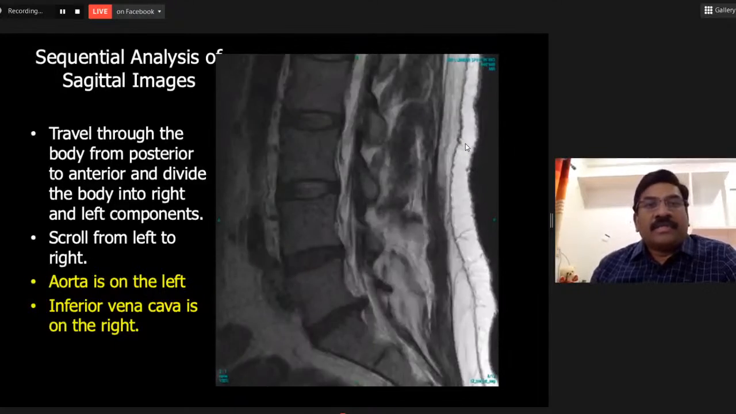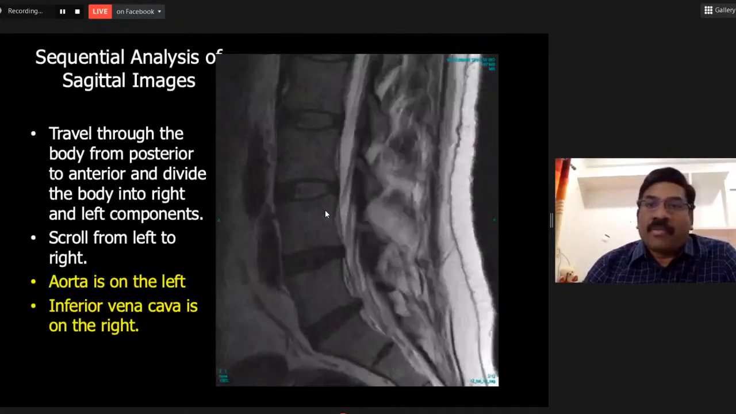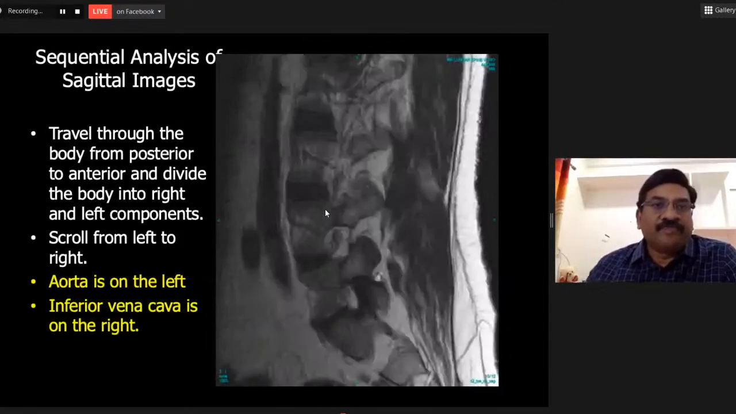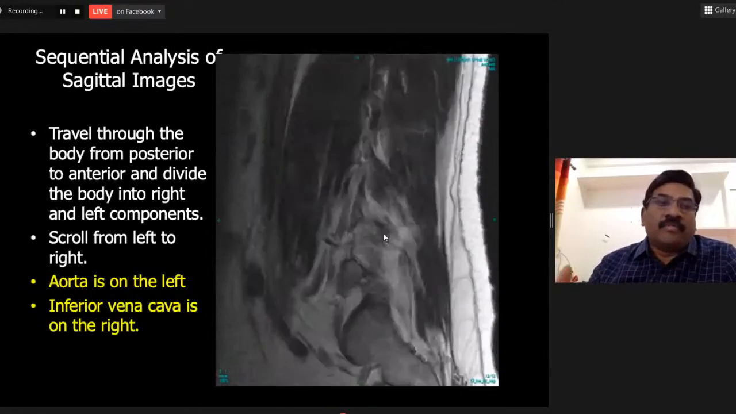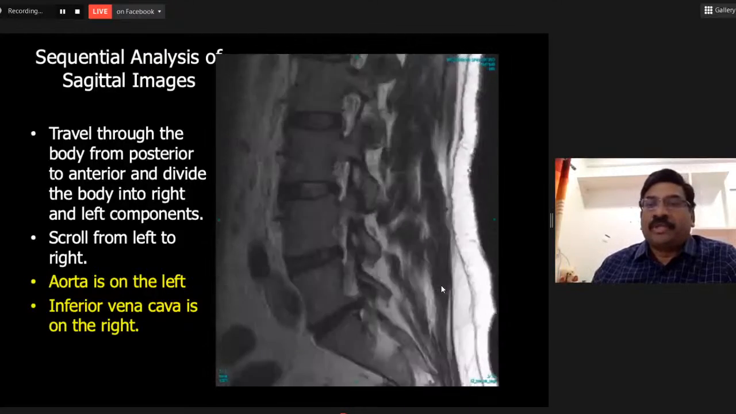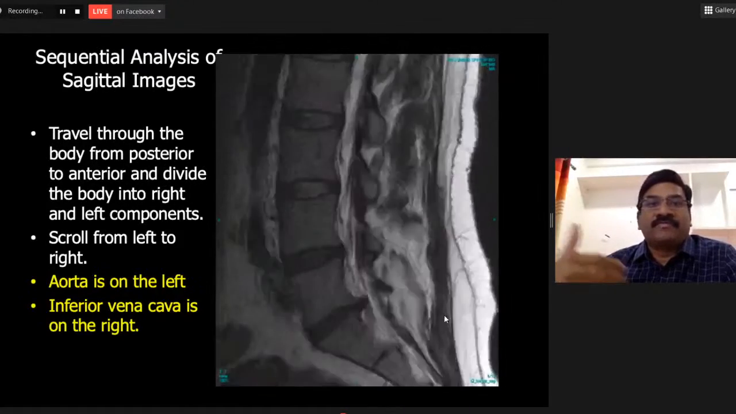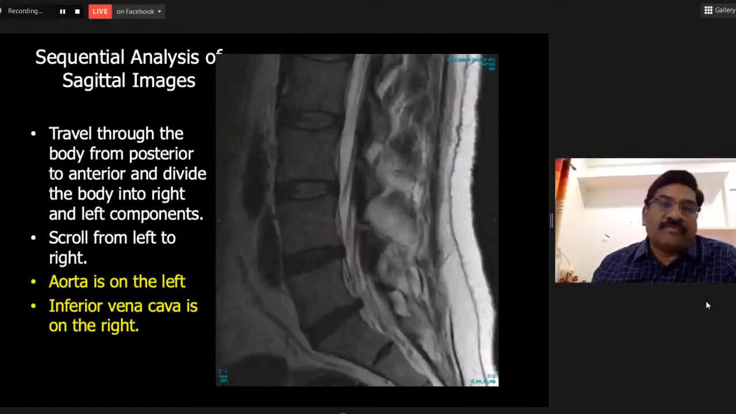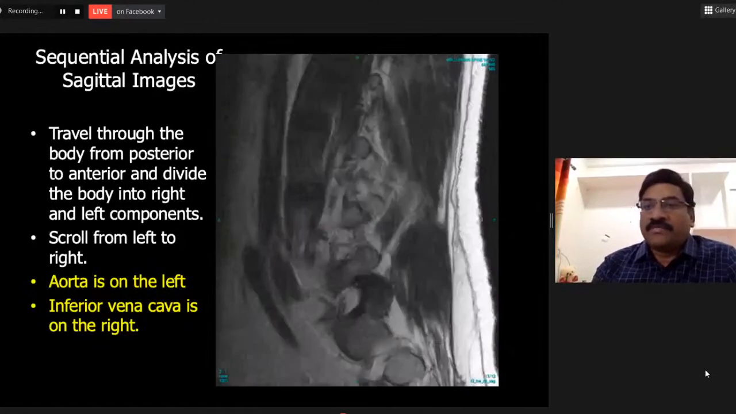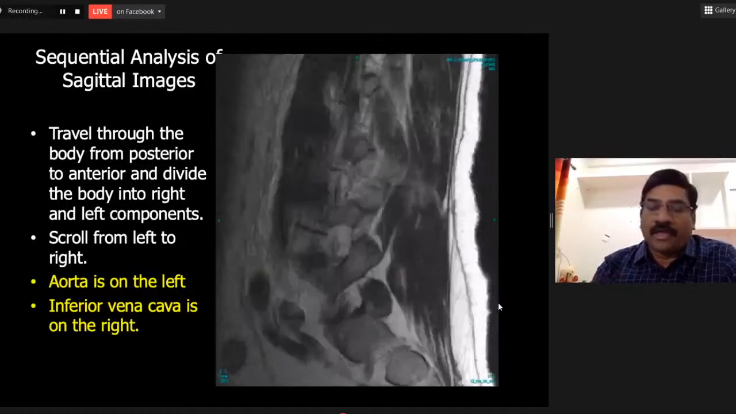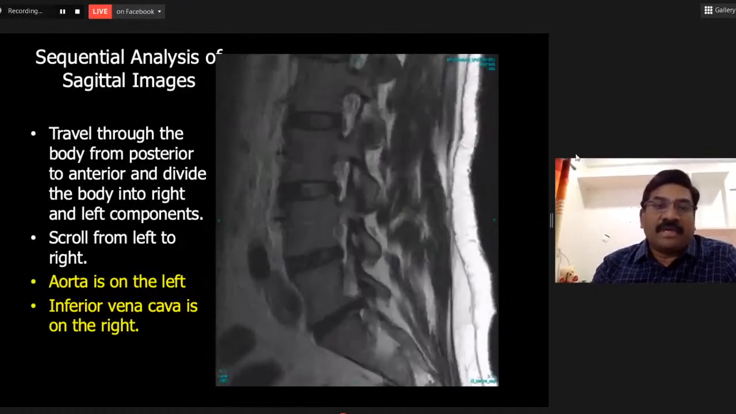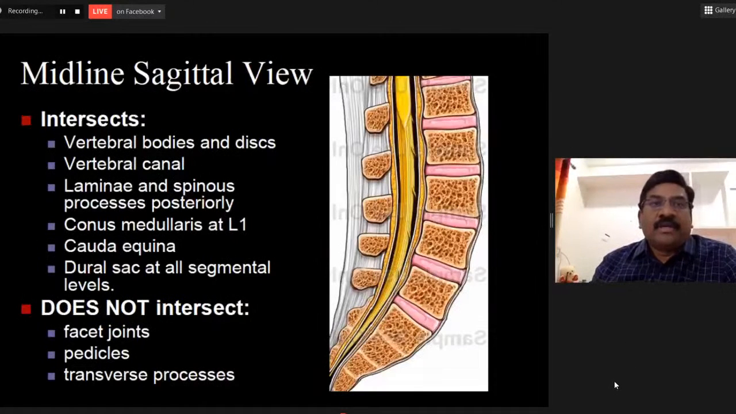Coming to the sequential analysis of the identification of normal anatomy and pathologies in the sagittal view, you need to travel through the body from posterior to anterior. These sections are taken from posterior to anterior, scrolling from left to right. How do you identify which side of the spine we are looking at? By looking at the aorta. If you can see the aorta on the left side and the inferior vena cava on the right side. The mid-sagittal section is the most important, easily understood structure, especially for the spinal cord. Discs are widely seen on the mid-sagittal sections.